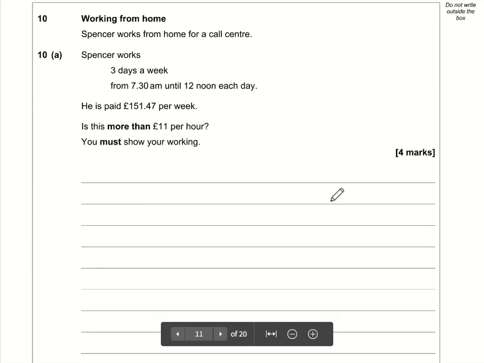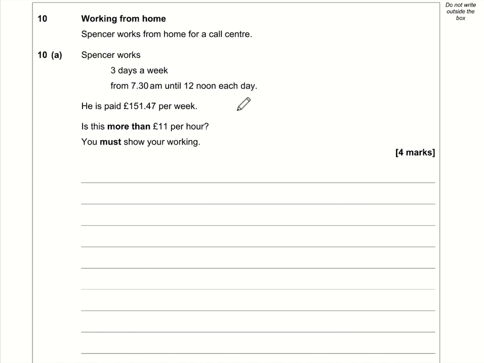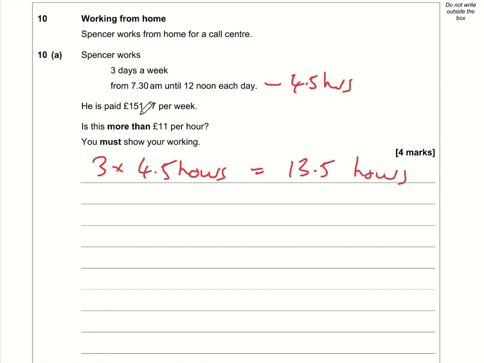Okay, so question number 10. If Spencer works 3 days a week from 7:30 till 12, that means each day he does 4.5 hours. So if he does that 3 days a week, that's 3 lots of 4.5 hours, and that comes to a total of 13.5 hours. In total, he receives that amount there. So how much does he get per hour? Well, that is £151.47 divided by 13.5, and that comes to £11.22.